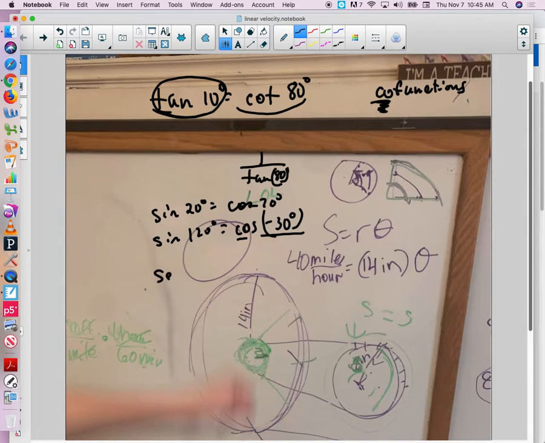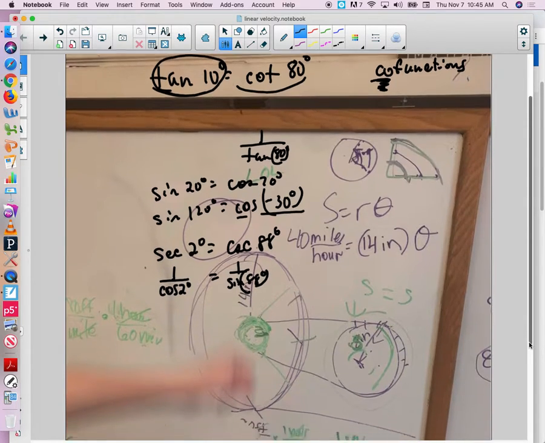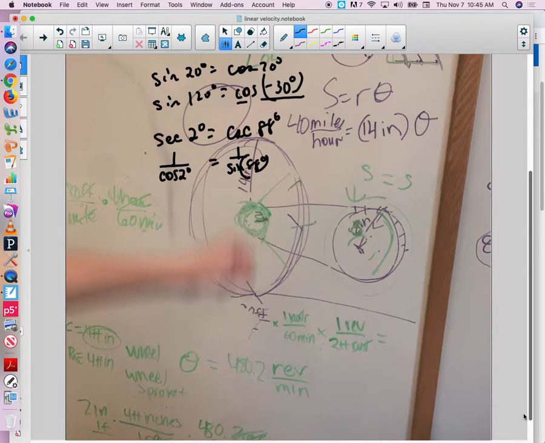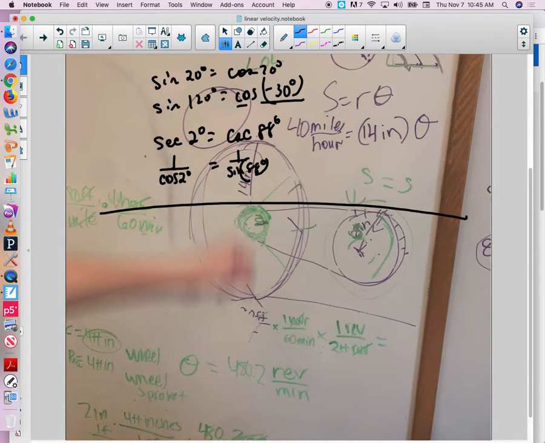If I have secant of 2 degrees, that will equal the cosecant of 88 degrees. This I would not type in as inverse cosine. That is not what this is. This is the reciprocal of cosine. Do y'all see what I mean? Okay, and this is the reciprocal of sine, and we should get the same values. That's what cofunctions are about. Now if we're in radians, it's a little harder to see. 90 is really easy to see, okay?